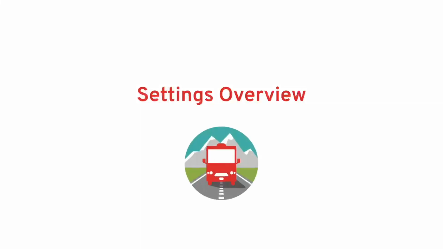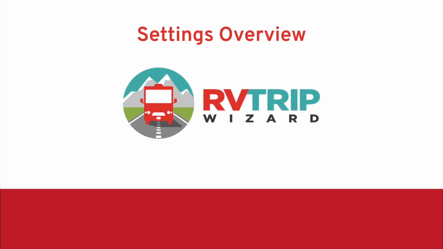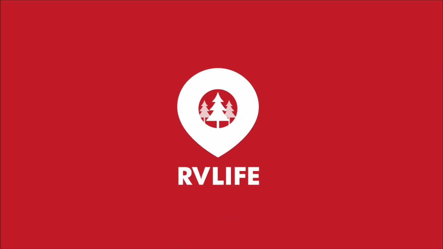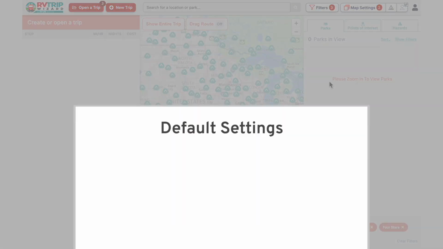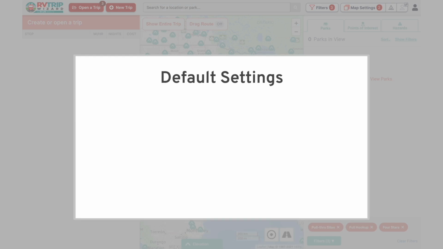Here's a guide to understanding the different settings in RV Trip Wizard, part of RV Life Pro, which also includes the RV Life GPS and Campgrounds app. RV Trip Wizard has two types of settings. When you make your account with RV Trip Wizard, you'll be prompted to enter in your default settings.